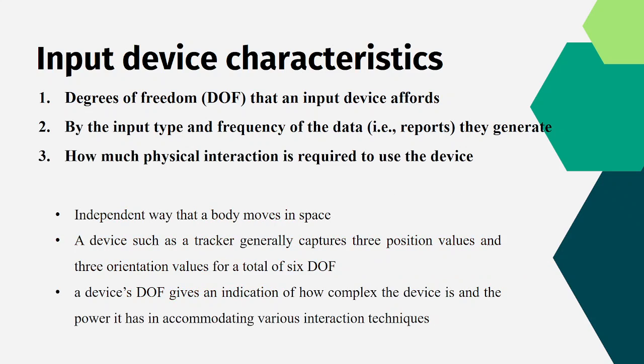The last one is categorized by their intended use, how you are planning to use a specific device. Now, there are independent ways that a body in space can move. A device such as a tracker generally captures three position values and three orientation values, which gives you the total 6 degrees of freedom.